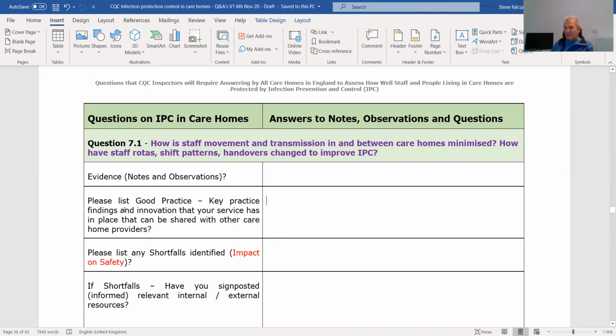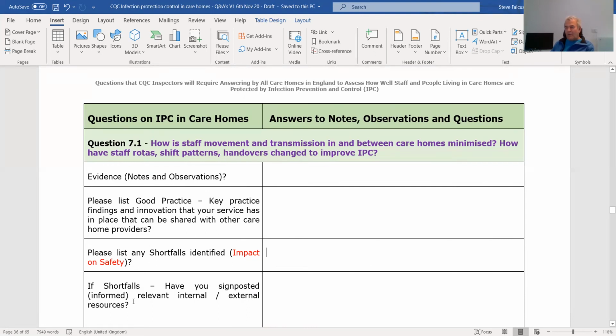What we've got here as well is a box where CQC are looking for innovative best practice. In other words, they're looking for care homes who can demonstrate a very high standard of good practice that could be rolled out to other care homes.